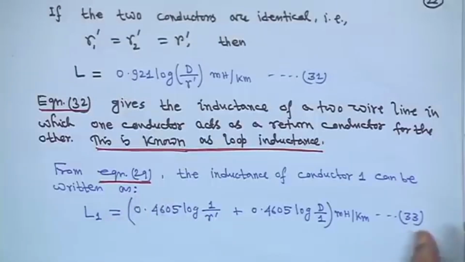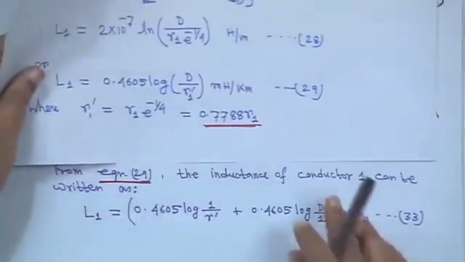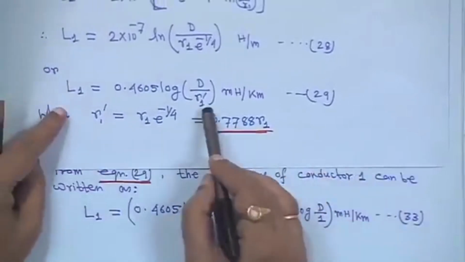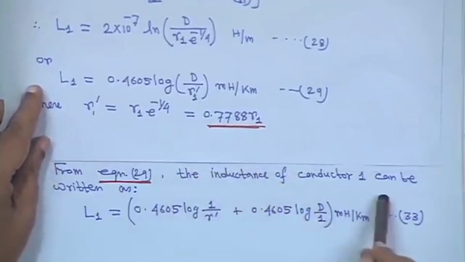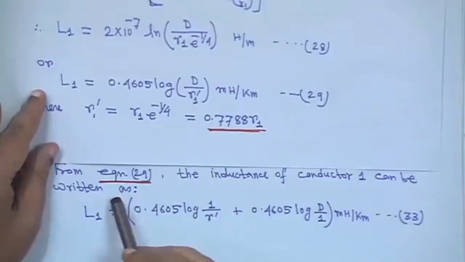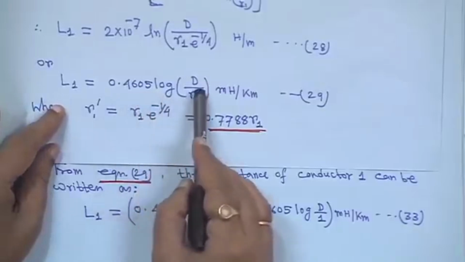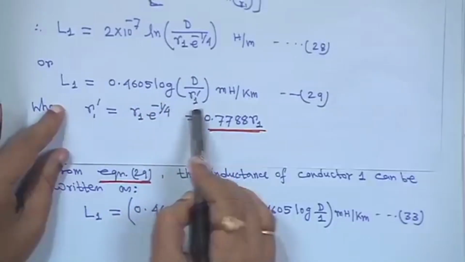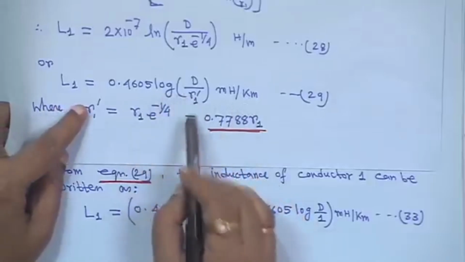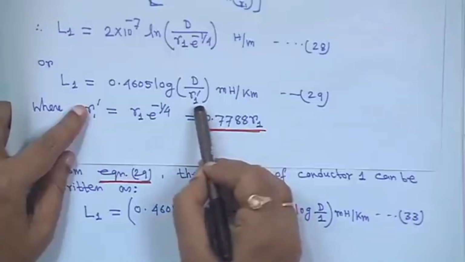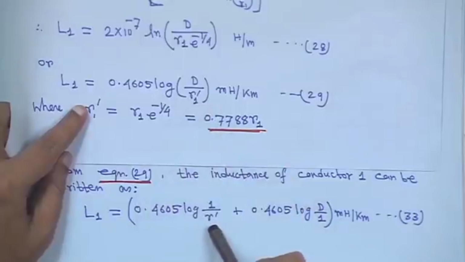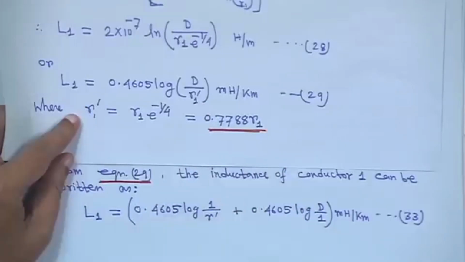Now from equation 29, the inductance of conductor 1 can be written as 0.4605 log d upon r1 dash milli Henry per kilometer. What you do, this equation you write as 0.4605 log 1 upon r dash, where we are assuming here that r1 is equal to r2 is equal to r dash. So instead of r1, here we write directly r dash, understandable, there should not be any confusion.